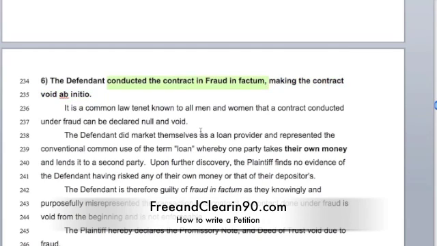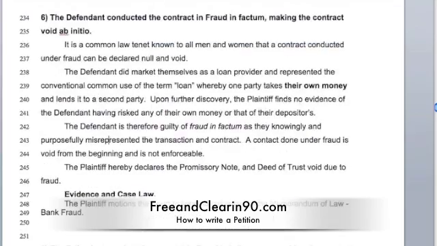They intentionally misrepresented and purported. They market themselves as a loan provider and represent the conventional common use of the term loan, whereby one party takes their money and lends it to another party, right? This is not what they actually did. They took none of their own money, and in other words, they deliberately misrepresented. So they're guilty of fraud, in fact, because they knowingly and purposely misrepresented the transaction, making this null and void.